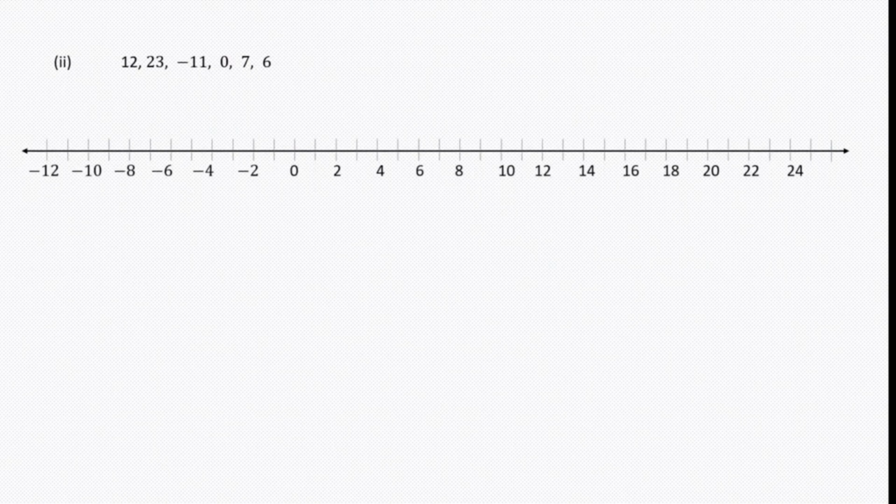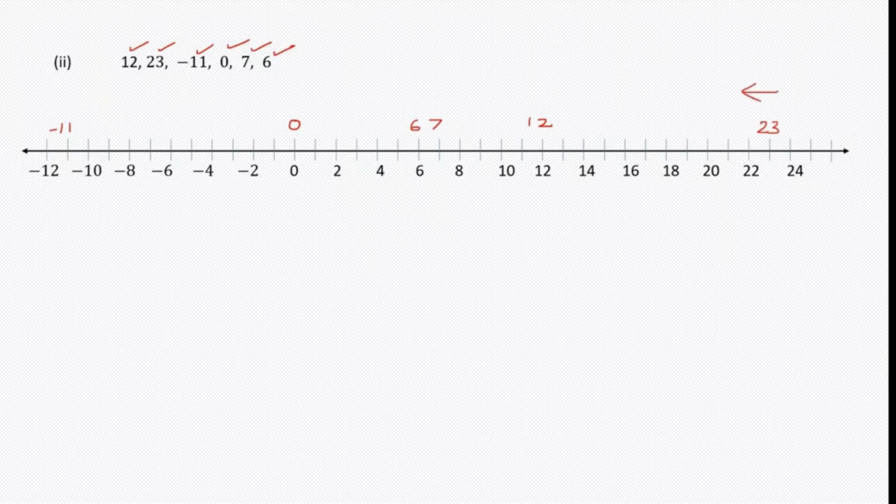Question 2. Start the number line, mark everything, get your numbers in order, and let's put the numbers down. 12 is positive, so we have 12. 23 is positive on the right side. Minus 11 is negative on the left side. 0 between positive and negative. 7 positive on the right side. 6 positive on the right side.